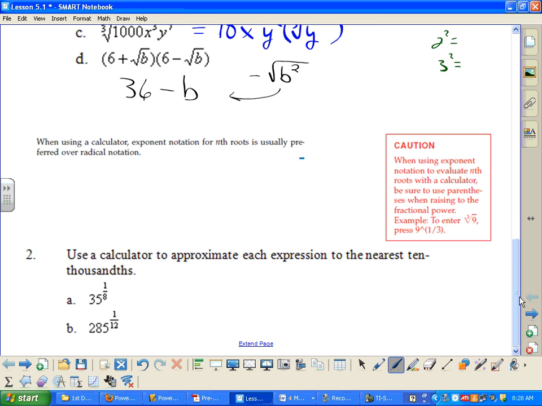And we can also use a calculator to approximate each expression to the nearest 10 thousandths. How many decimal places is 10 thousandths? All right, yep, 3 decimal places. So go ahead and use your calculator and find the answers to number 2 then.